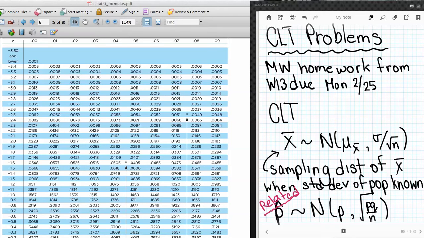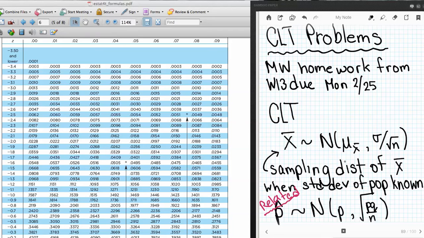So we're first of all going to review the central limit theorem, which tells us that the distribution of x bars is normally distributed with a mean that's approximately equal to the mean of the population, and a standard deviation called the standard error of sigma, the population standard deviation, divided by the square root of n. Now this is the distribution of x bars when the standard deviation of the population is known.